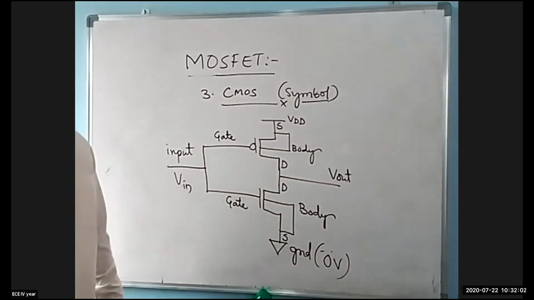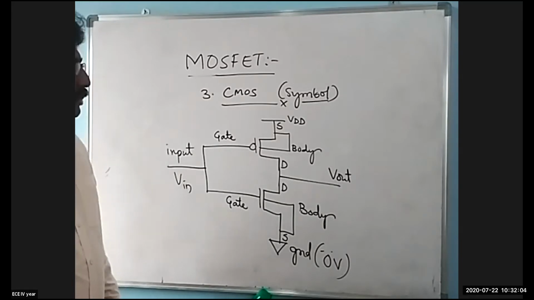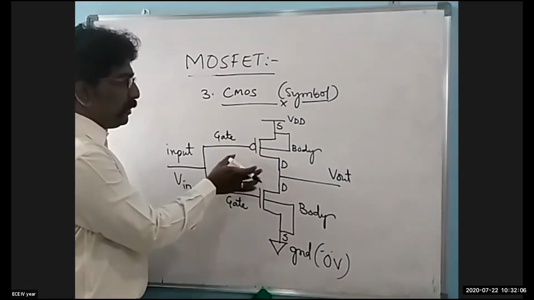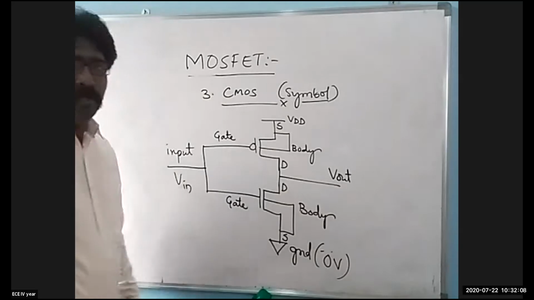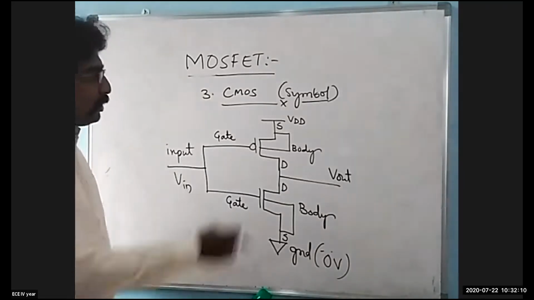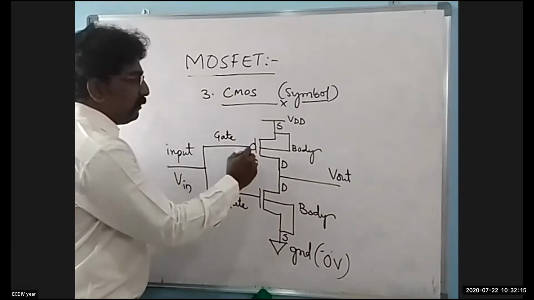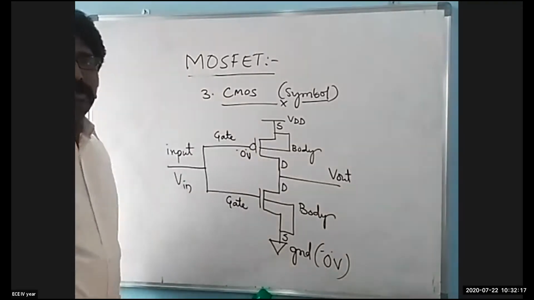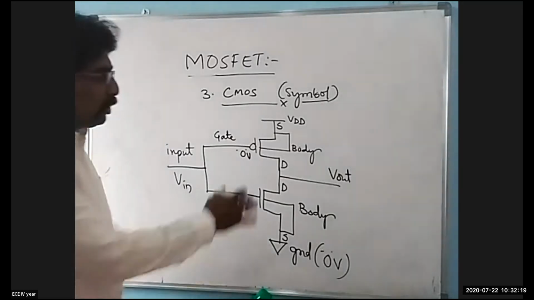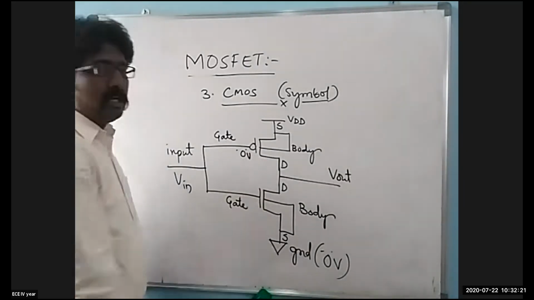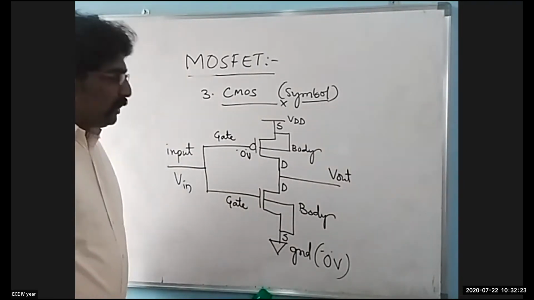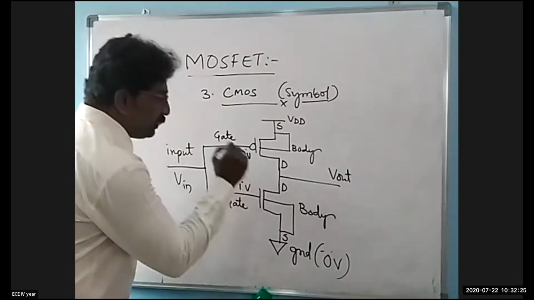Input voltage will be fed into this CMOS here. So now, how do this pMOS and nMOS work? As I told in the previous topic, for the pMOS, whenever a 0 volt is fed into it, the pMOS will turn on. pMOS will turn on and nMOS will turn off. And nMOS will be turning on only when the input voltage is 1.